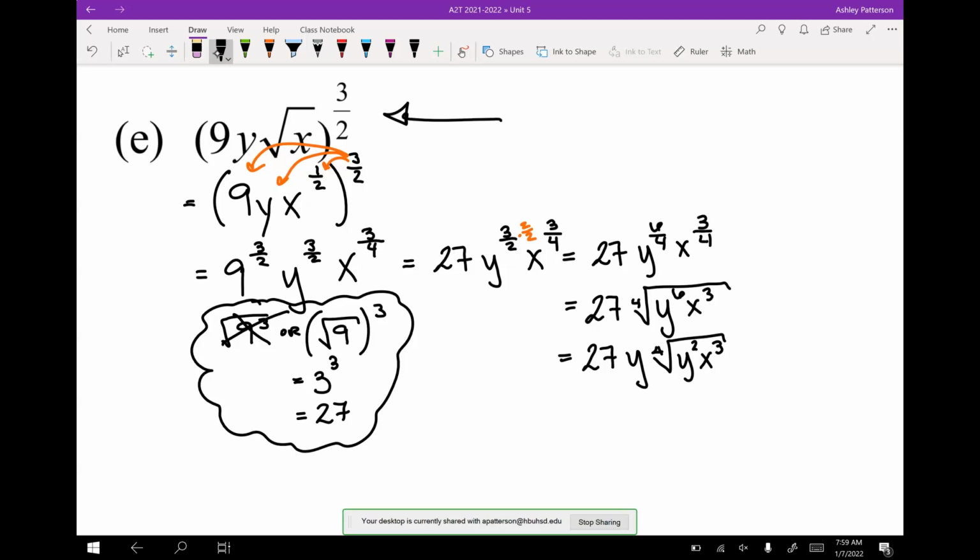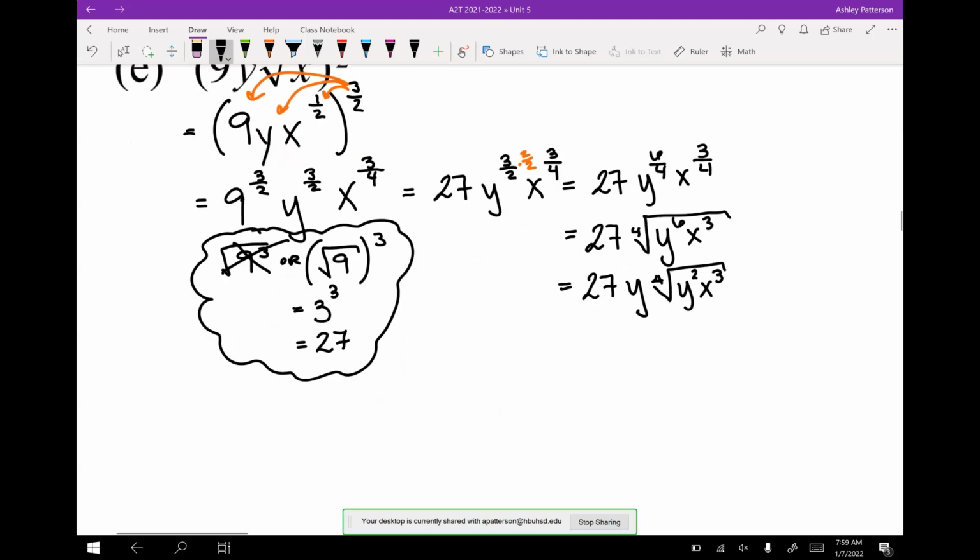Allie, are you talking about rewriting? Well, I think this is what you were saying. So if we have 27y, and then rewrite this as y to the 2/4, x to the 3/4, and then reduce from there? No? Okay. Never mind. Anything else we see, or have we simplified as far as we can go?